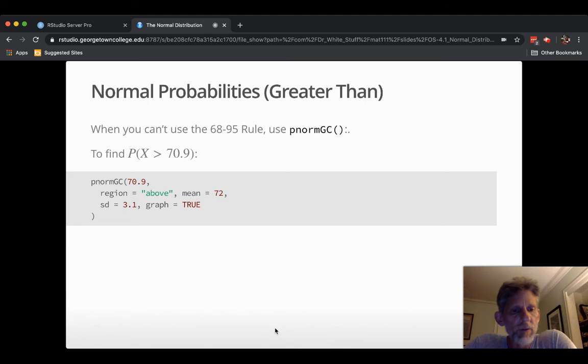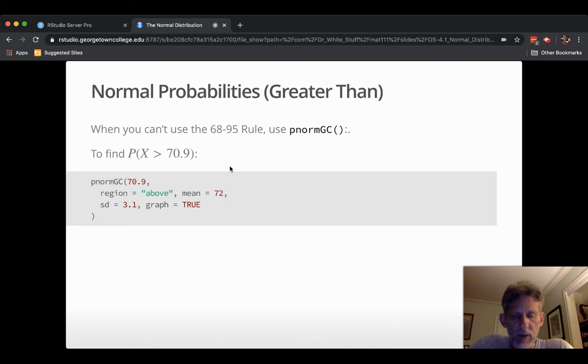But for just any kind of general probability question involving a normal random variable, you're going to need more than the 68-95 rule. So we're going to learn about an R function called pnormGC that comes along with Tiger stats. P for probability, perhaps. Norm for normal, and GC, you can think of that as graphical calculator.